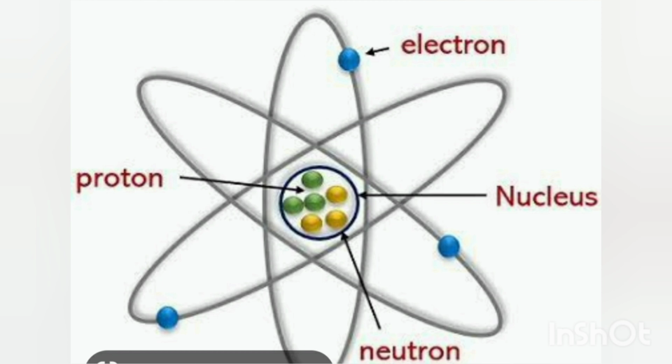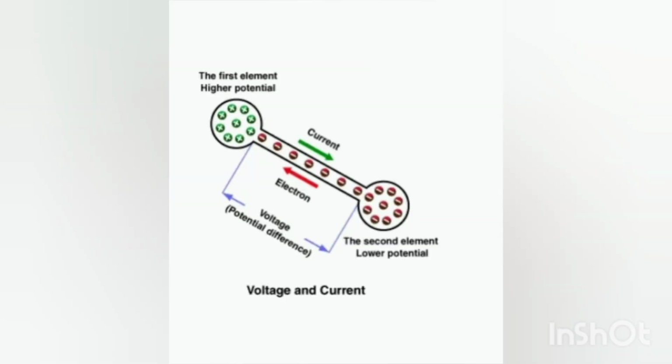Now we will see what current is. The movement of electrons from negatively charged atoms to positively charged atoms is called current. The potential difference which is applied to move these electrons is called voltage. Now we will see what electronics is. The study of behavior of movement of these electrons is called electronics.